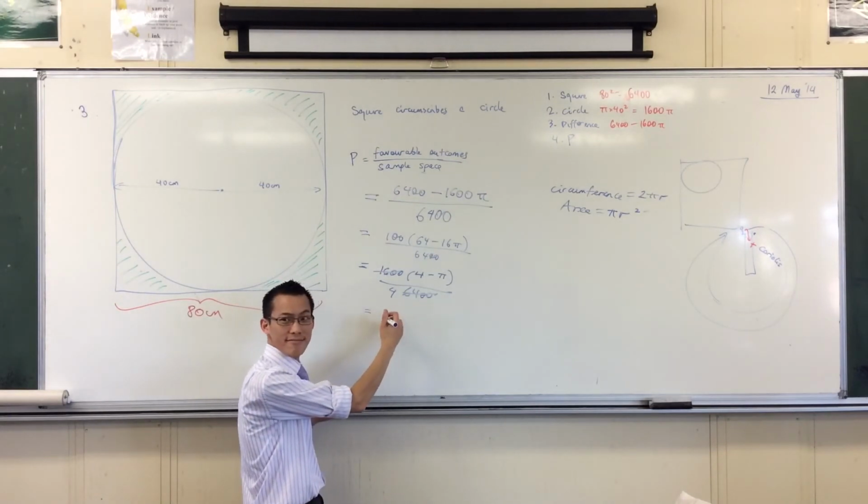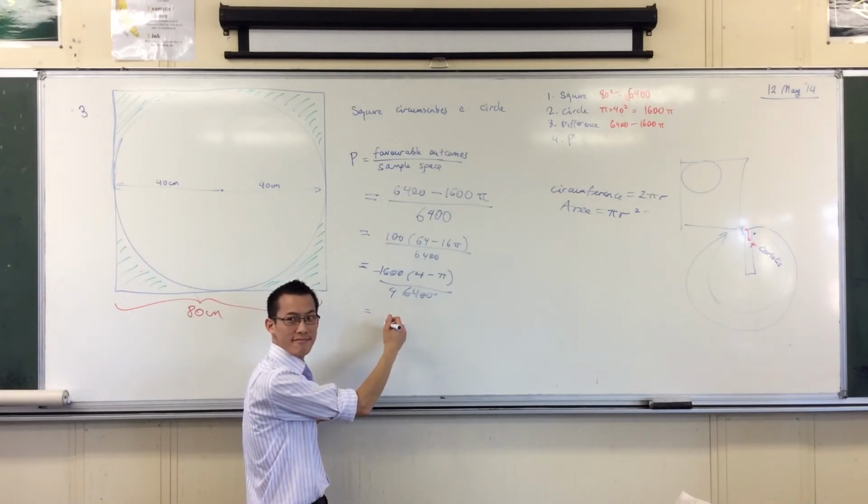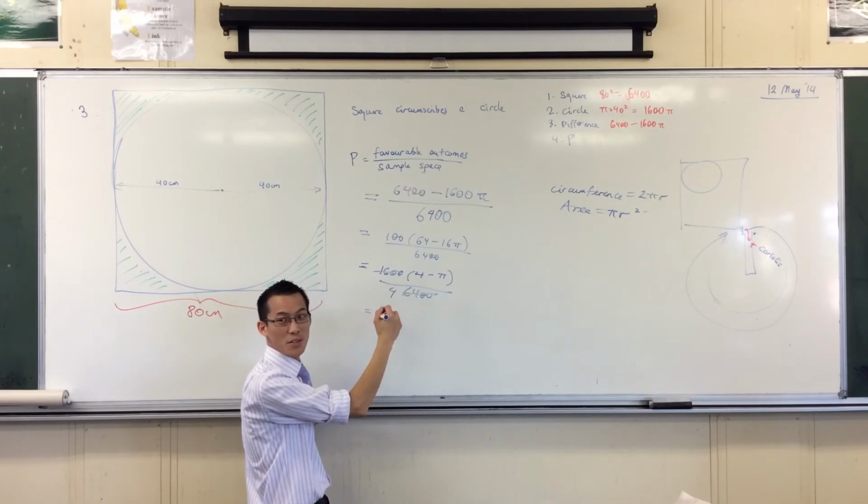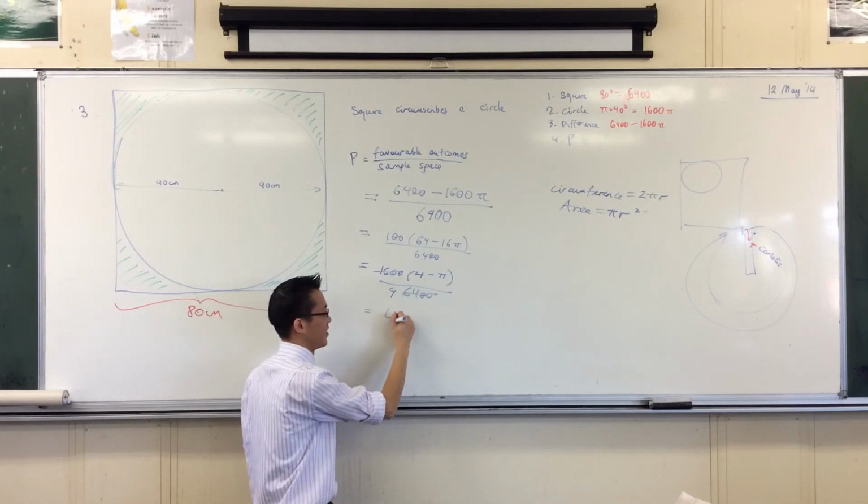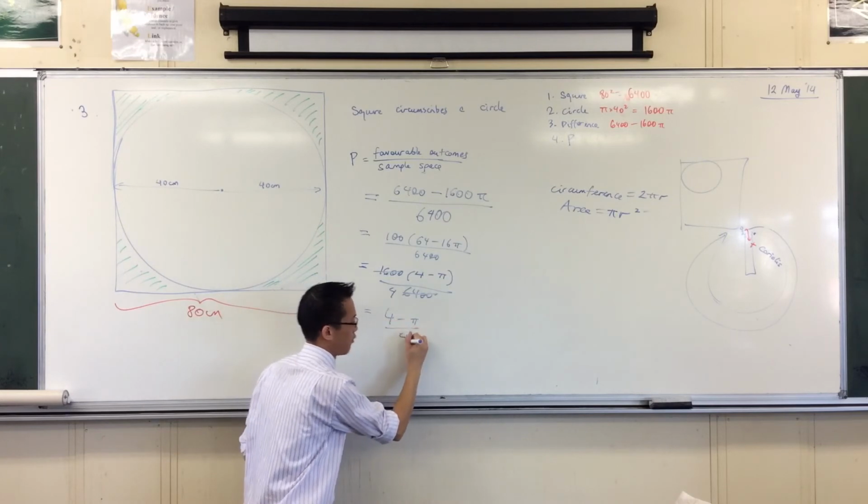What's that? What was that? Sorry. Both of you, really. I got 4 minus pi on 4.